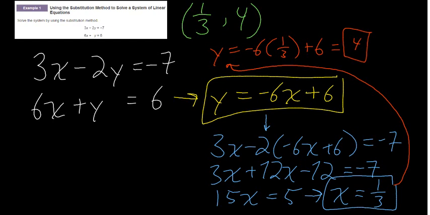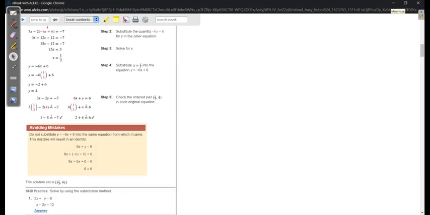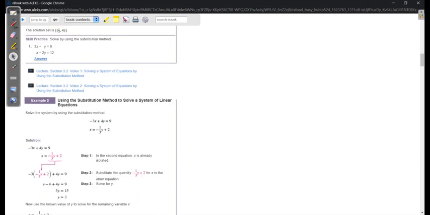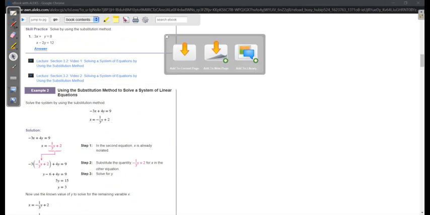Let me move stuff around again so I can have room. Okay, all right, so that's example 1. That was quite long, yes. Example 2. Sometimes you're just given a bone, and this is one of those cases.